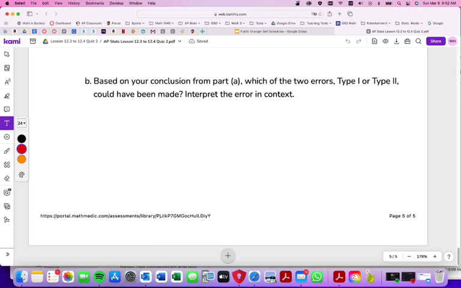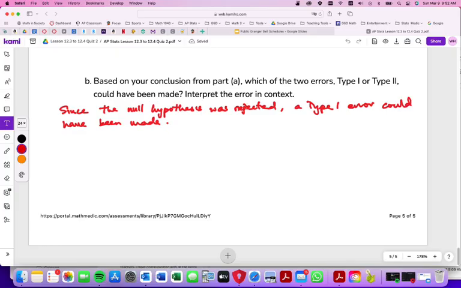Right, second part to this question, part B. Based on your conclusion from part A, which of the two errors, type 1 or type 2, could have been made? So what happened to part A? So we reject the null. Since the null was rejected, right, a type 1 error could have been made, right?